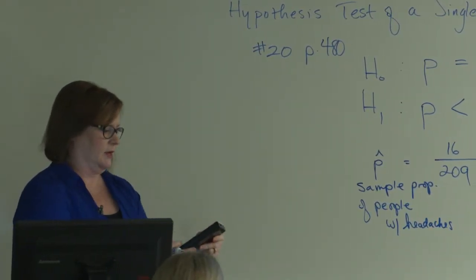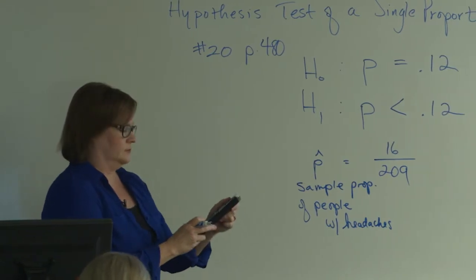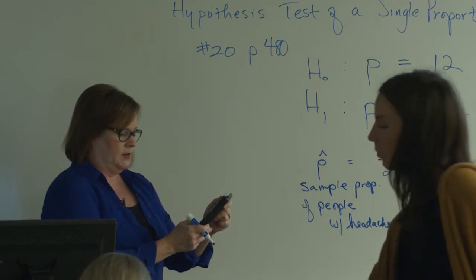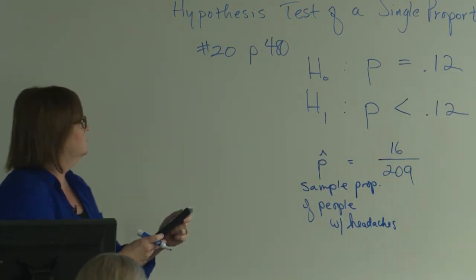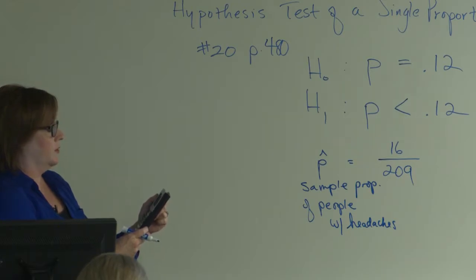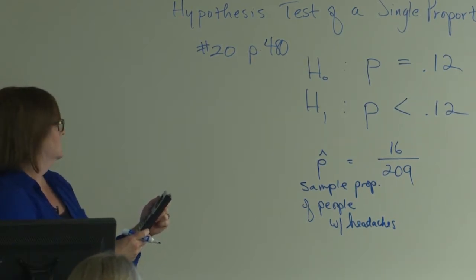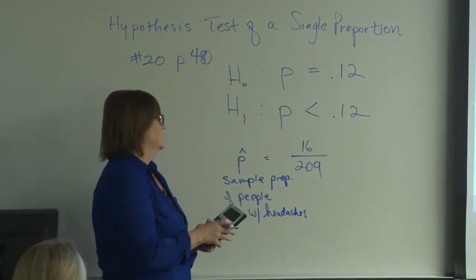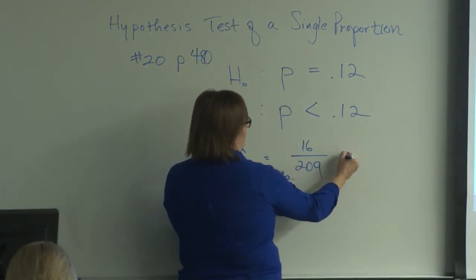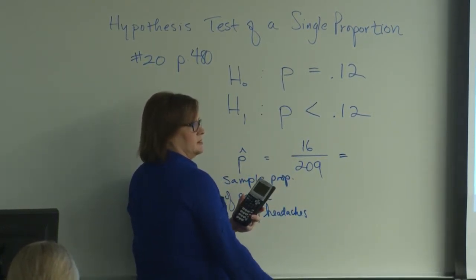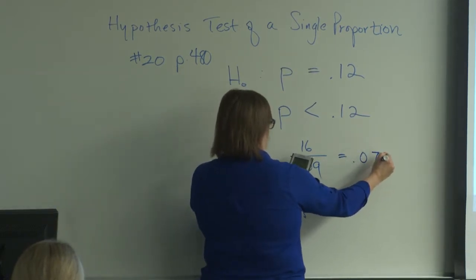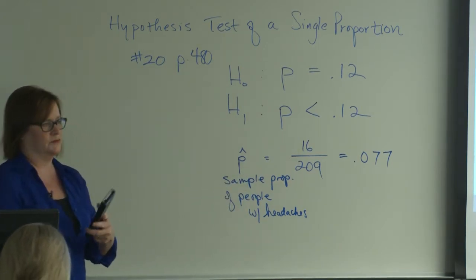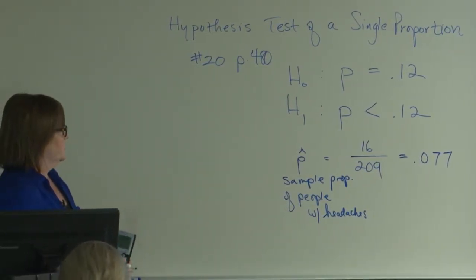I always like to know how close it looks to that 12%. So 16 divided by 209. Whoa, that's about 0.077. Seems like it's a lot lower. We have to decide, though, if it's statistically significant or not. So if you're going to round it, let's carry it out at least 3 places. 0.0765, so let's go 3 places on that.